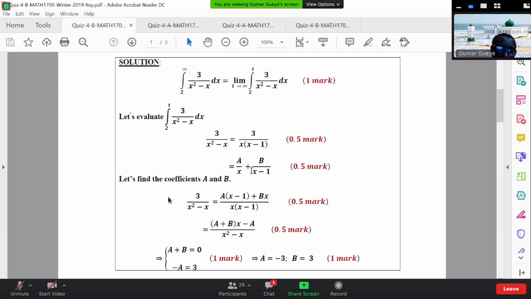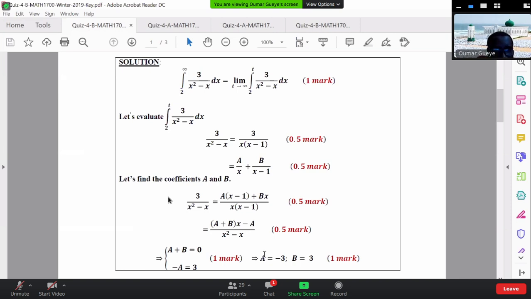So we calculate the common denominator. So rearrange the numerator. So a plus b should be equal to 0 and negative a equal to 3. So it means a equal to negative 3. And we substitute the value of a in this equation, b equal to minus a. So it means b equal to 3. So next, we're going to substitute here a and b by their values and plug it inside the integral.